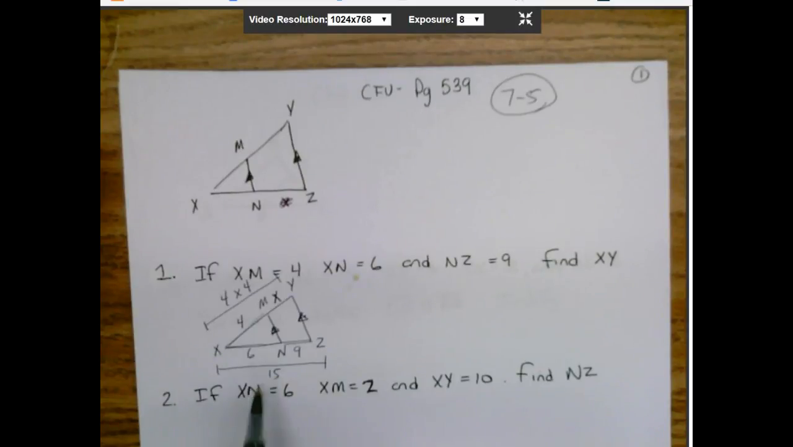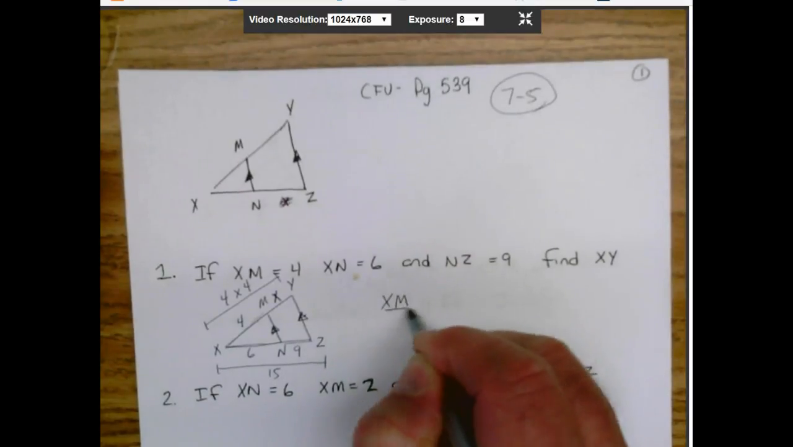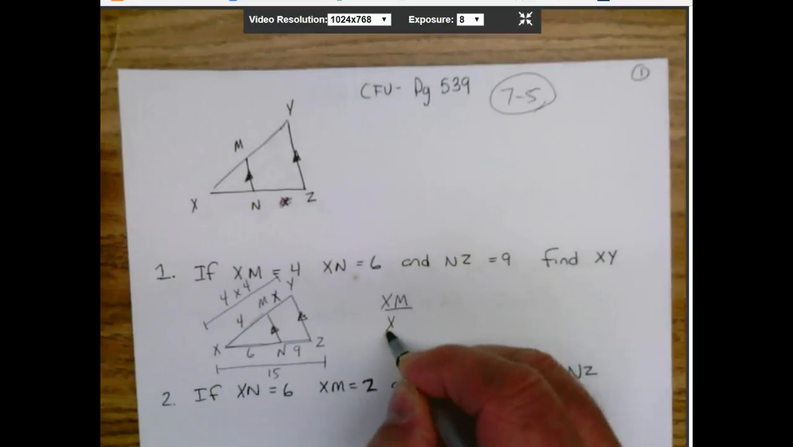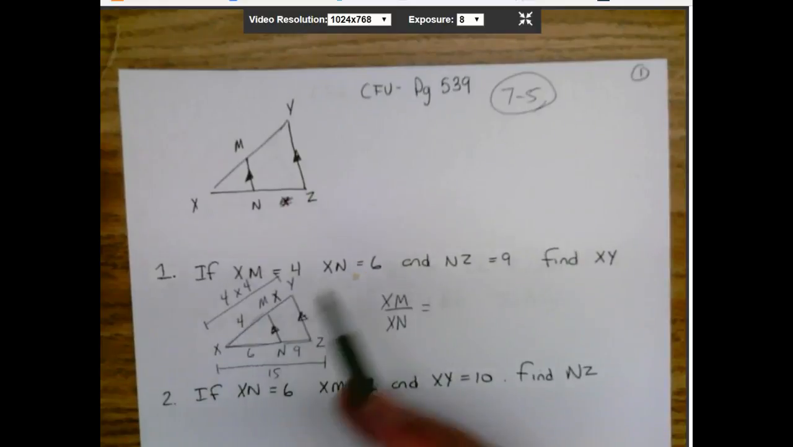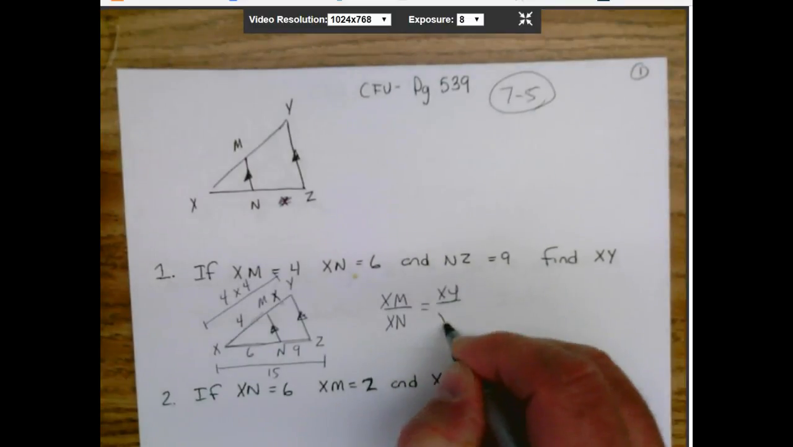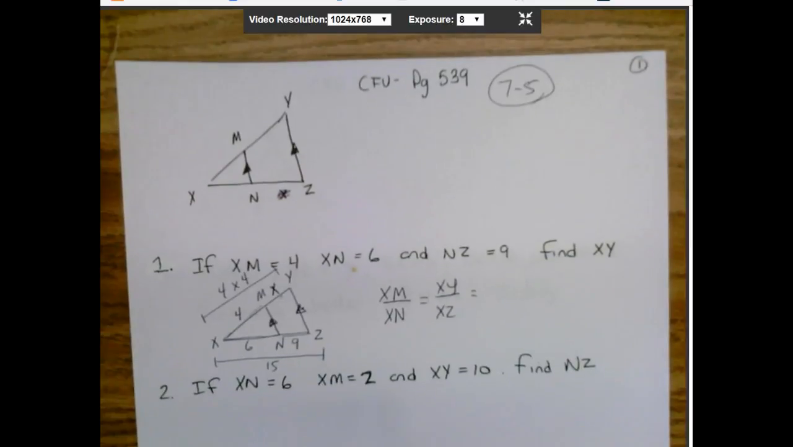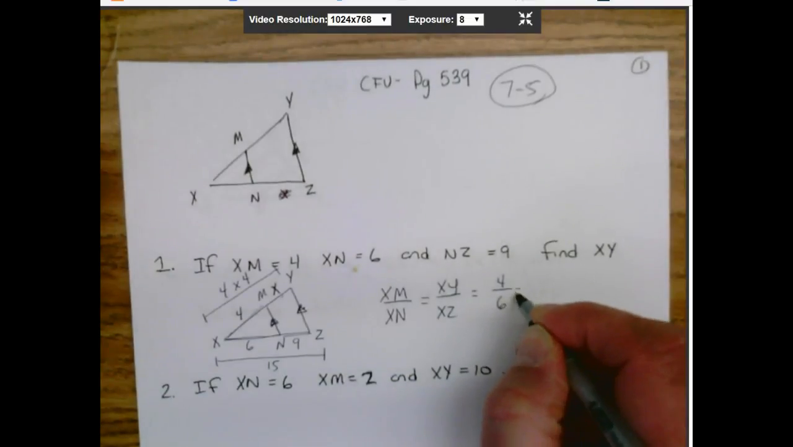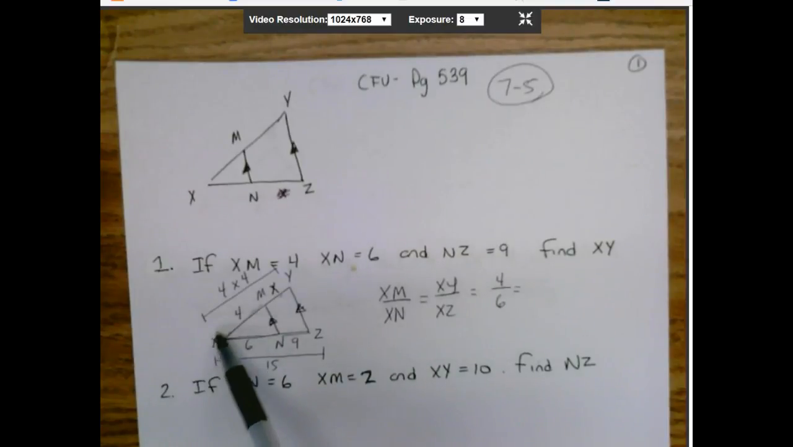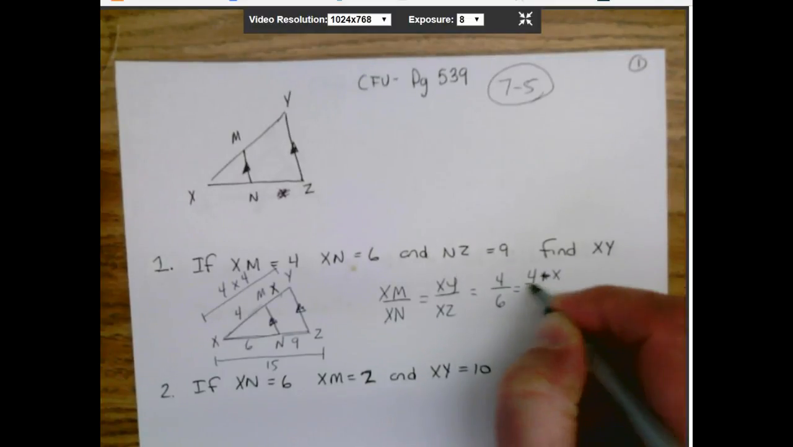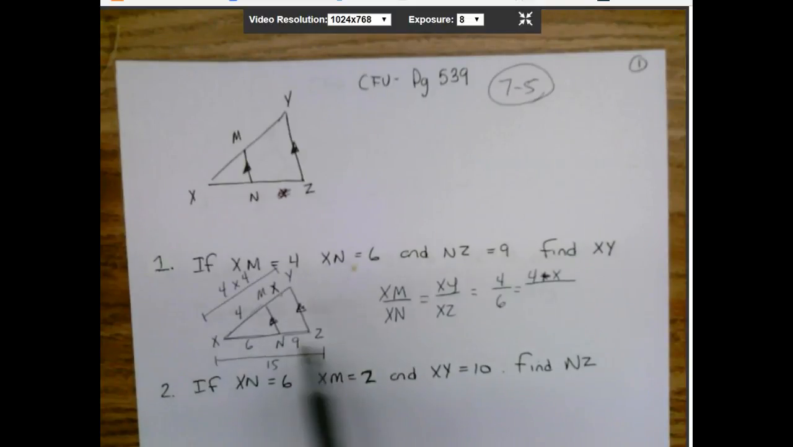Okay, and we know some ratios such as XM, which is 4. I'm just going to write out the ratio first, and this ratio right here should compare to the entire ratio of the larger triangle. So XM, we would compare that to XN, and then we would make it equal to XY. We want to make sure these sides are matched up here, and then XZ. Okay, and then we'll plug in our numbers for this. So XM is 4, XN is 6, and then we know XY is going to be 4 plus x. And then this one would be 6 plus 9, which is 15.